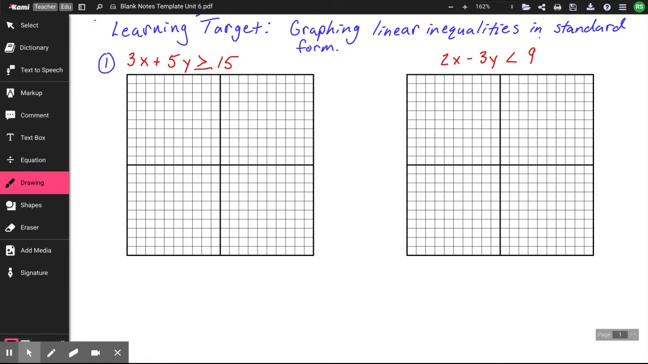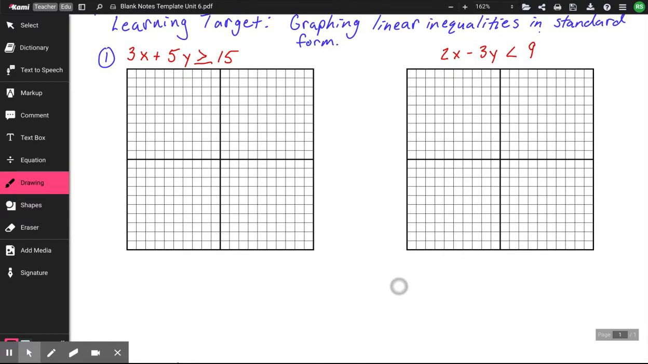All right, everyone. Time for our next learning target here for our graphing linear inequalities unit. Yesterday, we focused a lot on graphing inequalities in slope-intercept form, when it looks like y equals mx plus b. We've reviewed graphing lines in standard form. Today, we're going to focus on graphing those inequalities in standard form. So in our first example here, we have 3x plus 5y is greater than or equal to 15.